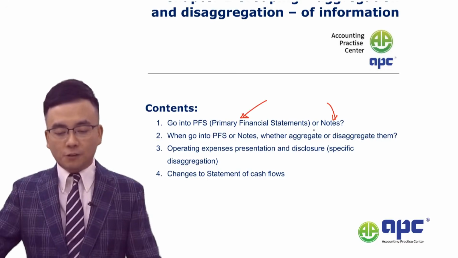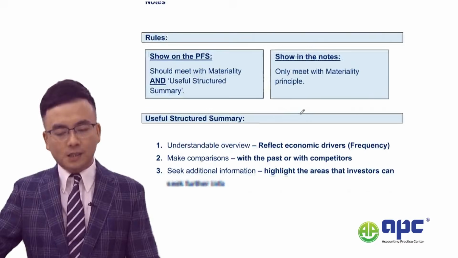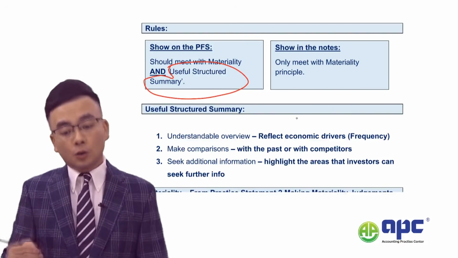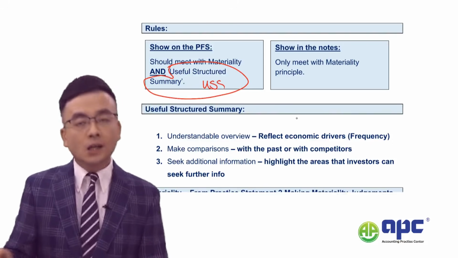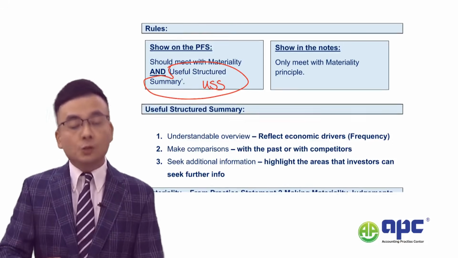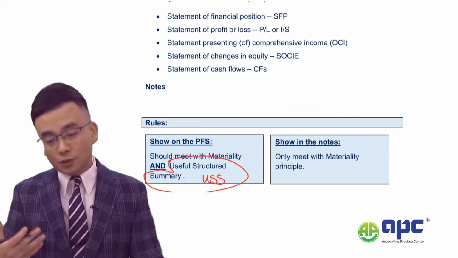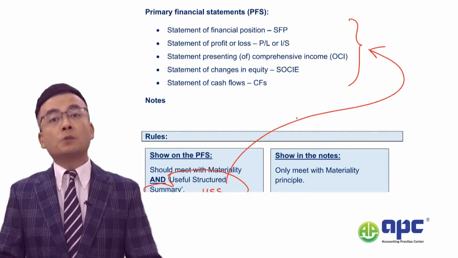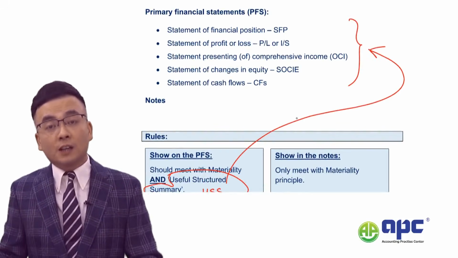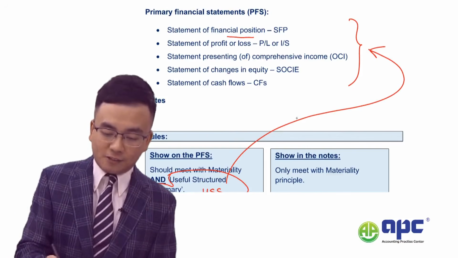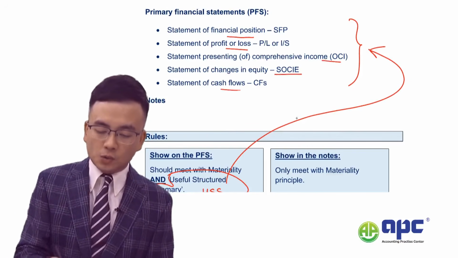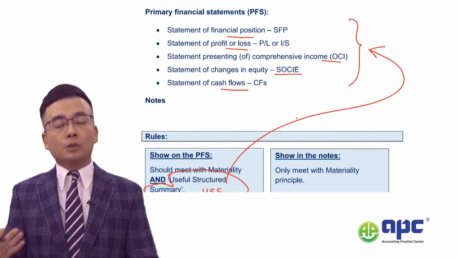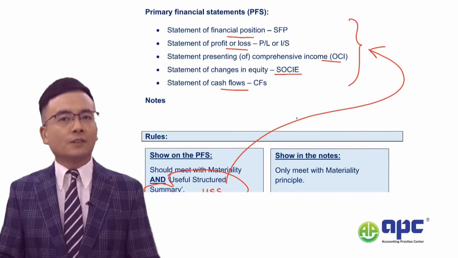Just to give you a flavor, if it meets the useful structured summary, or USS for short, what we need to do is present the transaction directly onto the face of a primary financial statement. The primary financial statements include the SFP, P&L, OCI, SOCIE, and even the cash flows, which did not change and were carried forward from IAS 1.